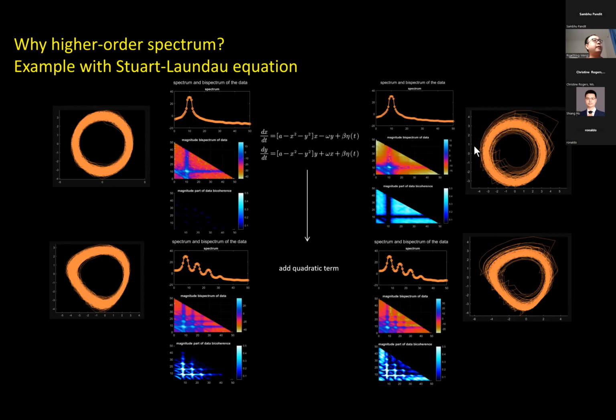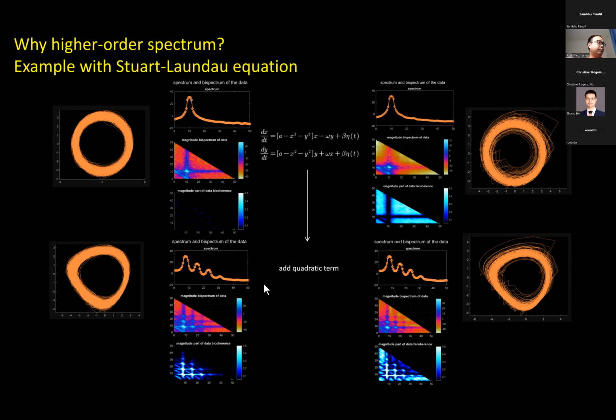And in the top right, this is the Stuart-Landau with a non-Gaussian input. You can see there is a constant bias on the bicoherence, and the spectrum is similar.